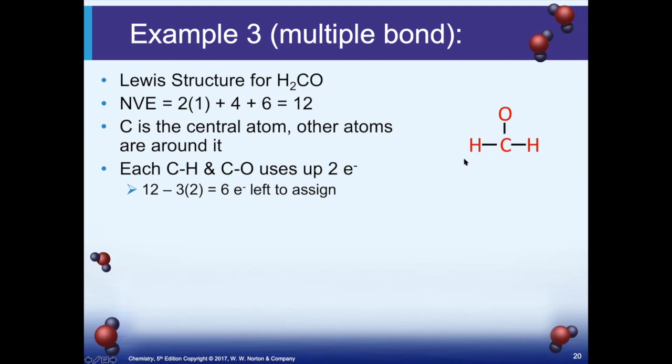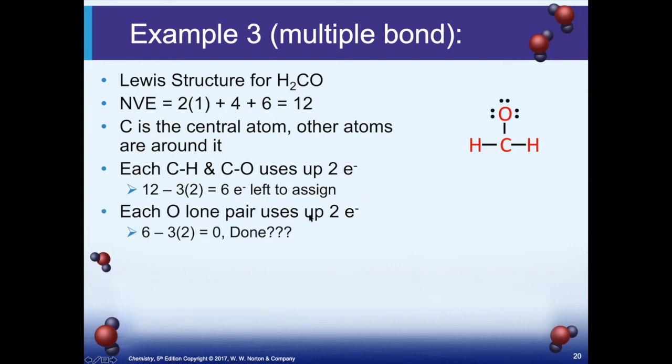So that used up 6 electrons. Okay, so 3 bonds, each 2 electrons. So I have 6 electrons left. So the next thing to do is to give the oxygen its octet. Remember, hydrogen, they're happy with just 2 electrons. I don't need to give hydrogens an octet.